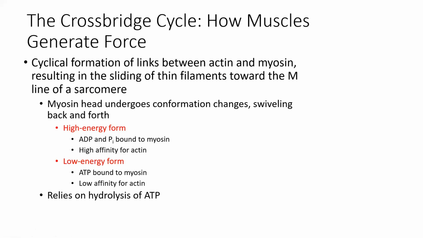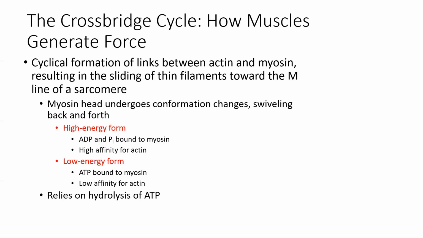All right, let's get into the details of how these cross bridges are actually formed and broken, and how we get this cyclical process that generates muscle contraction. So we have this link between actin and myosin, where actin is dragged towards the center of the sarcomere. And that happens because of the myosin head, which is reaching up and grabbing on.